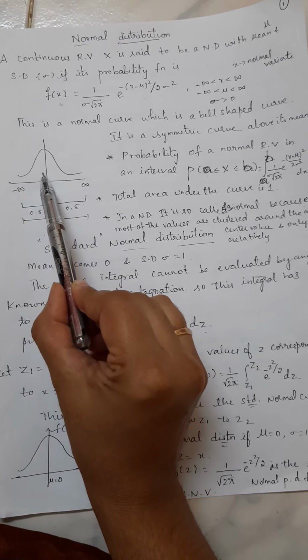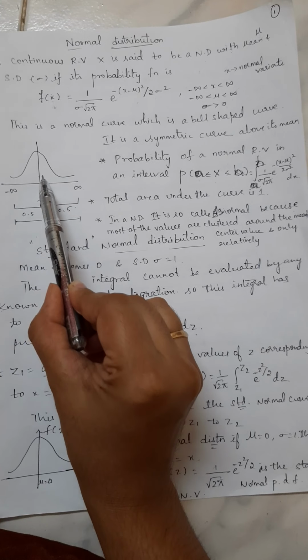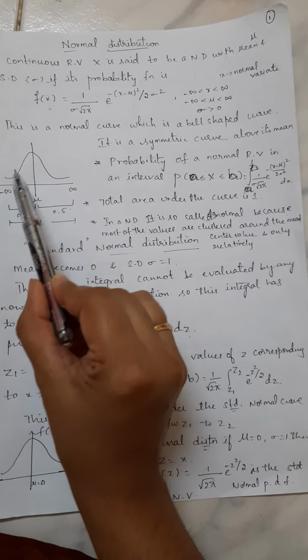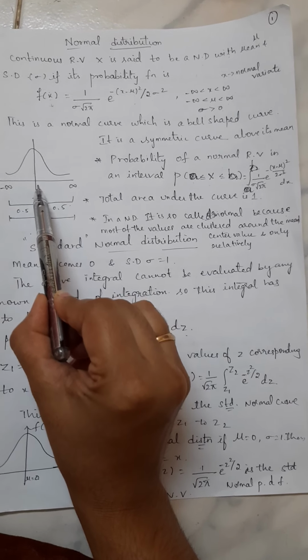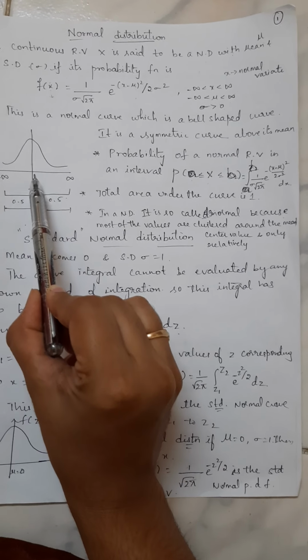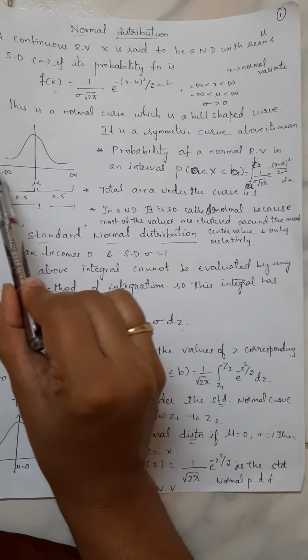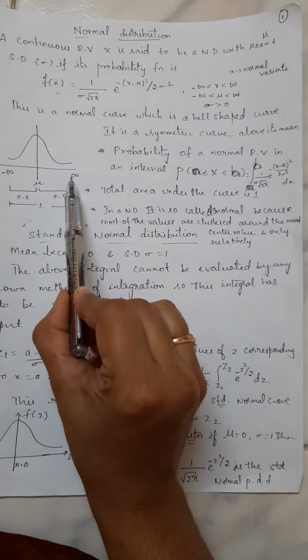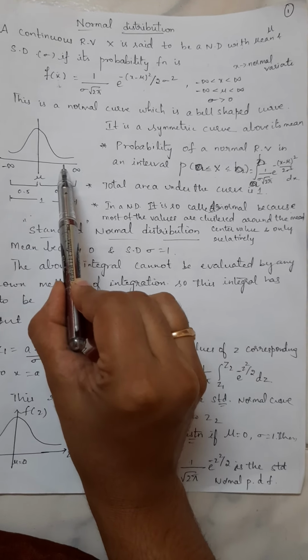And it is called normal because most of the values are clustered around the mean and central value, and only relatively fewer values will deviate on either side. Hence, it is known as the normal distribution.